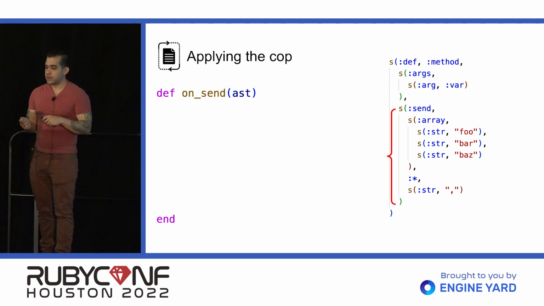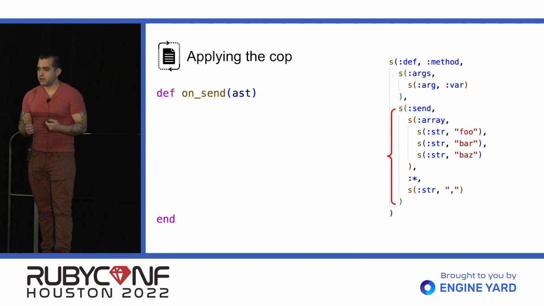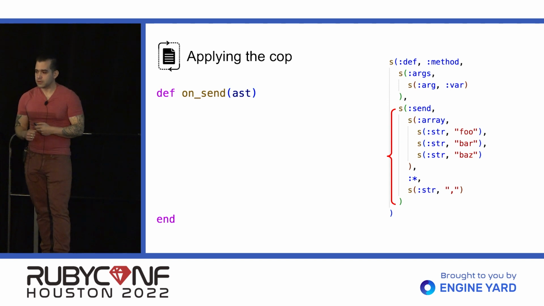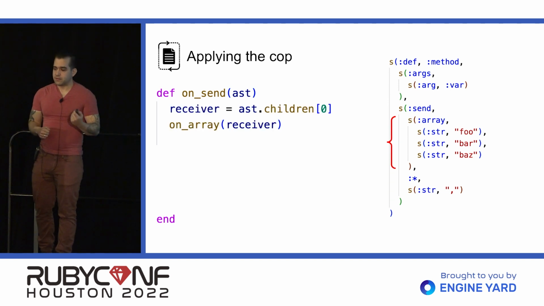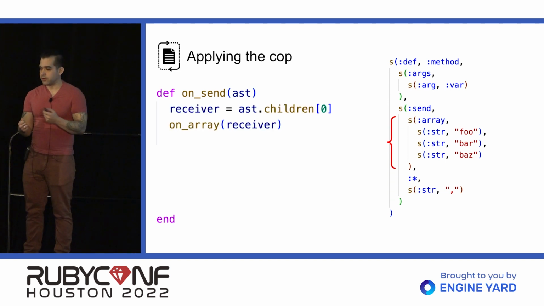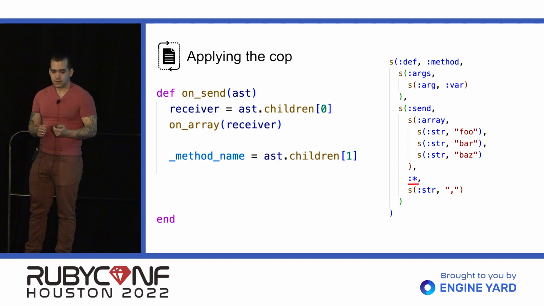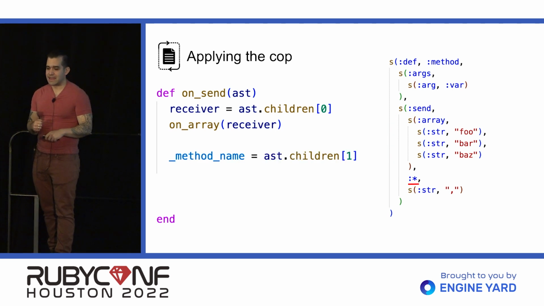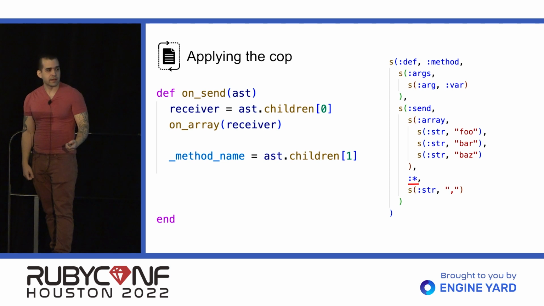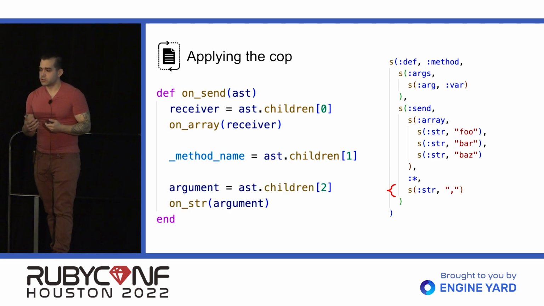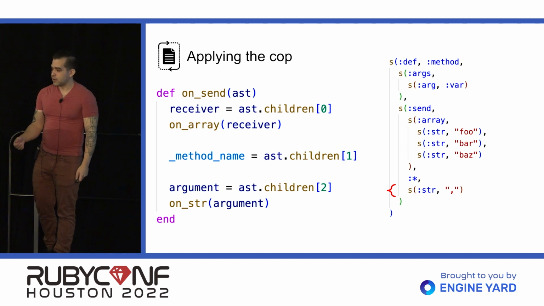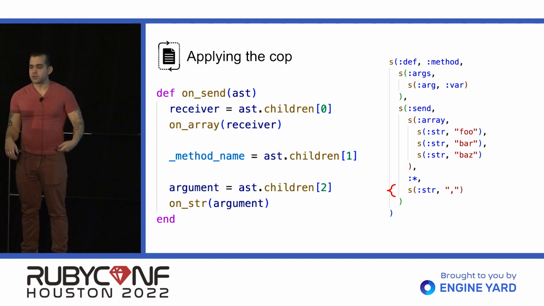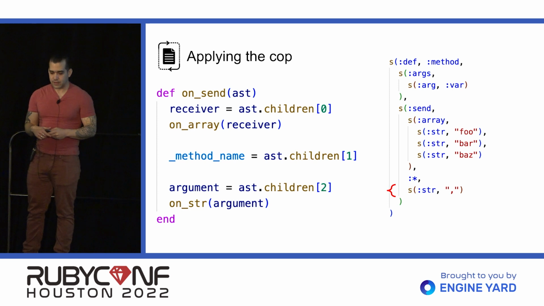Moving back over to the onSend method, the send node itself we've gone over before. And we know that the first child is the receiver, so we can call onArray here. The second is the name of the method that's being called, which in this case is star. It's a symbol. We don't need to do anything further. And the rest of the children are the arguments to the method. So in this case, there's only one argument, which is the string, so we'll call the onStr method.